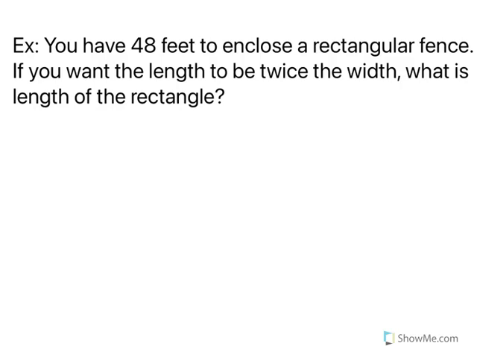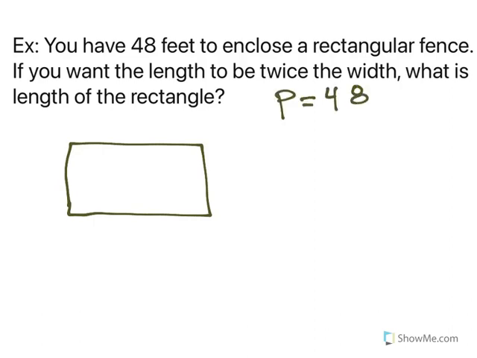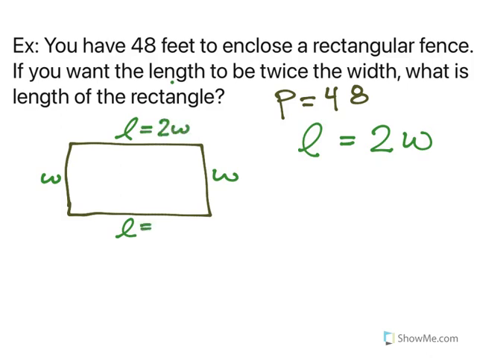Let's do one more. You have 48 feet to enclose a rectangular fence. If you want the length to be twice the width, what is the length of the rectangle? Now, I don't know about you, but I am a visual thinker. So I'm going to draw myself a rectangle. And I know the perimeter is going to be 48 because that's enclosing, right? The outside is perimeter. Now, what does it tell us? It tells us the length is twice the width. So if the width is W, then the length, we know, will have a value of 2W.